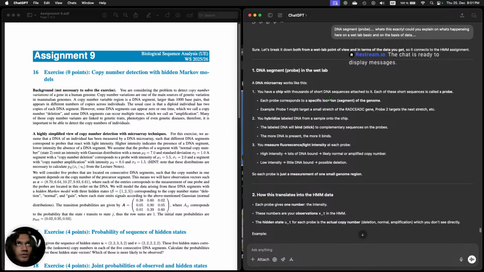You have a chip with thousands of short DNA sequences attached to it. Each of these short sequences is called a probe. Each probe corresponds to a specific location of the genome. Each probe might target a small stretch, and the next probe targets the next stretch, etc.